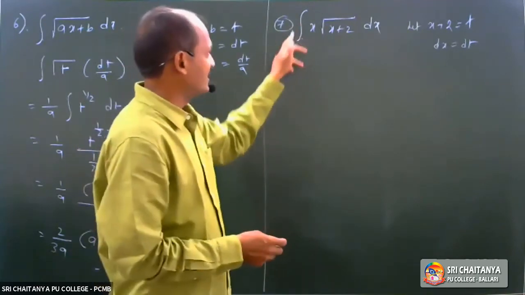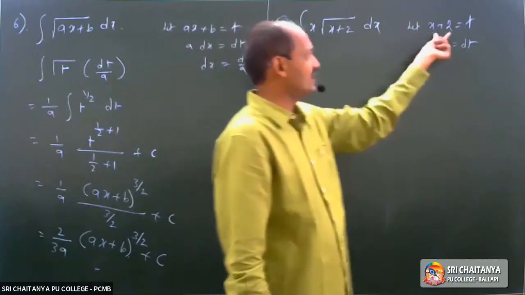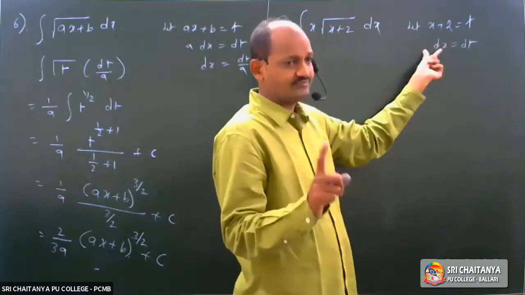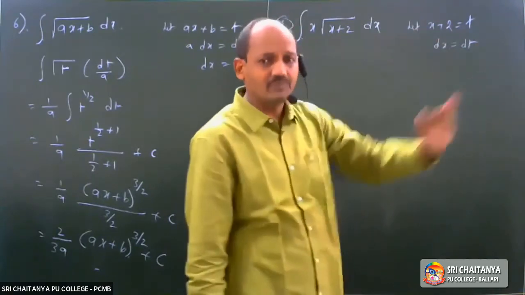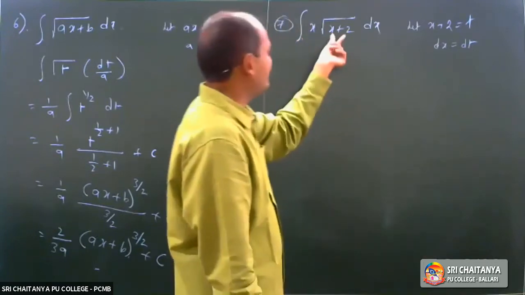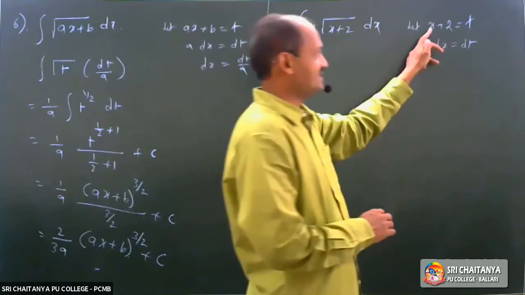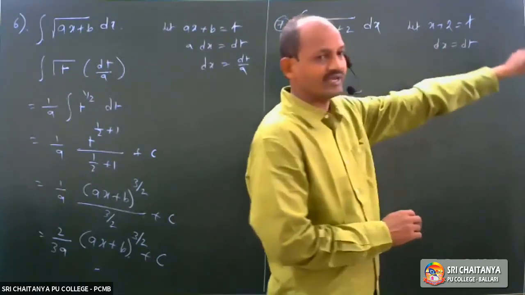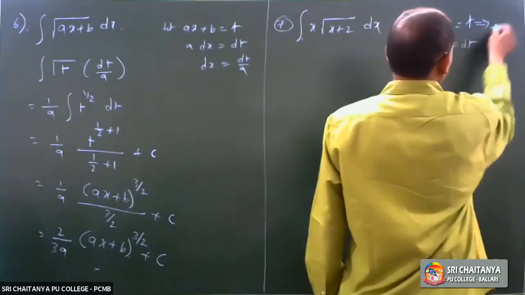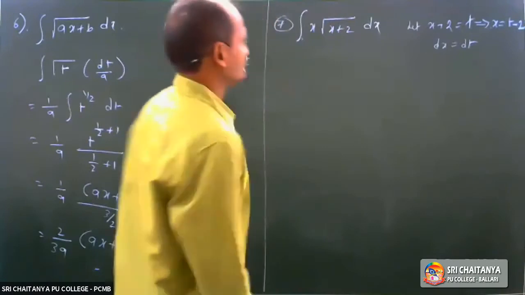So it is the integral of x root of x plus 2. This x plus 2 we consider as t. So the derivative of x plus 2 is 1, 1 is equal to dt by dx, that is dx is equal to dt. Here this x plus 2 is t. What about x? This x is equal to t minus 2.